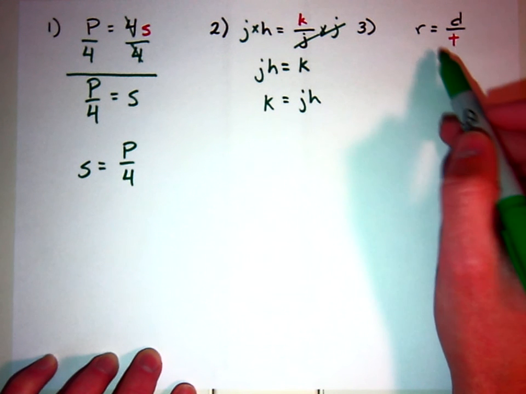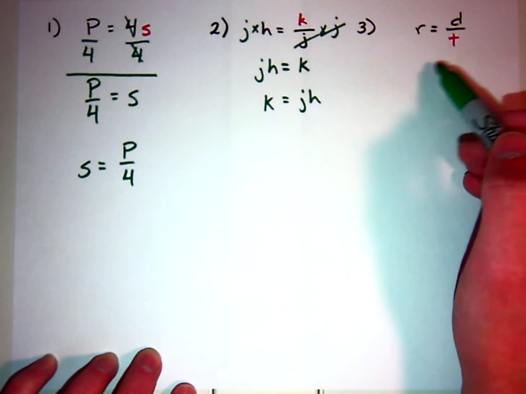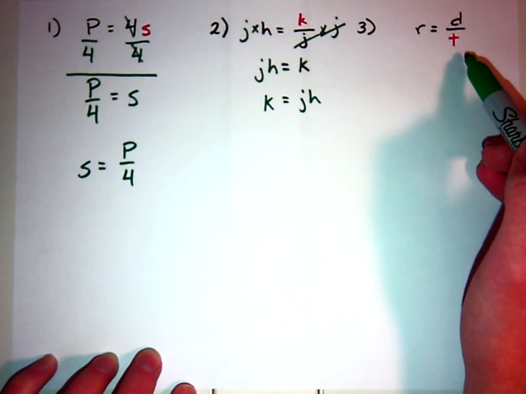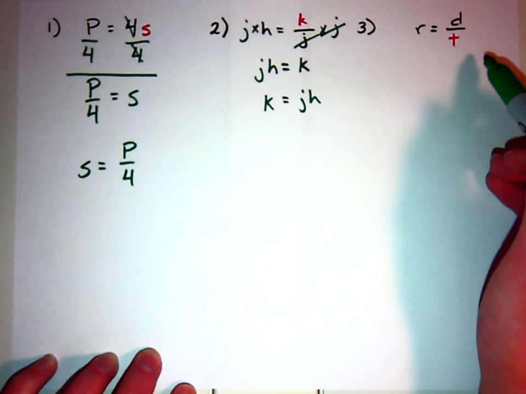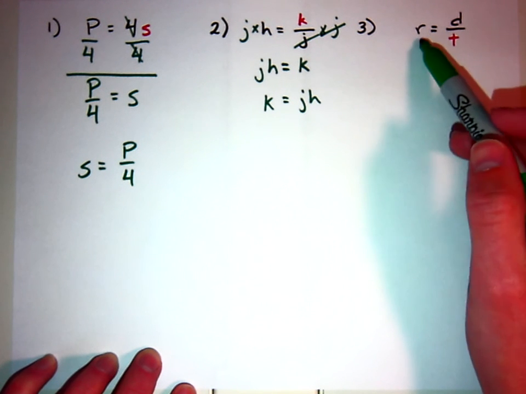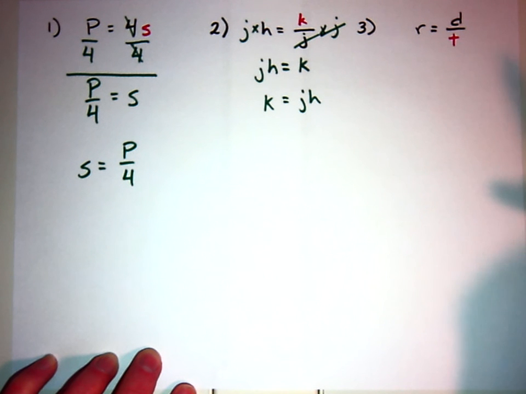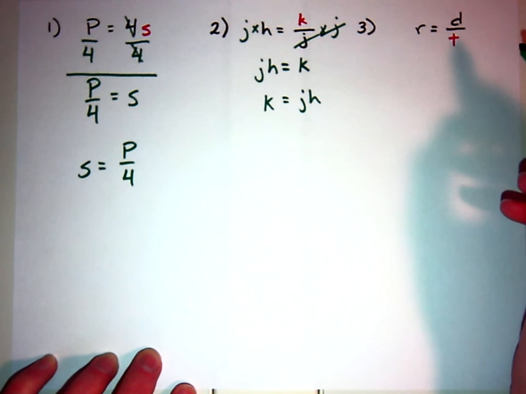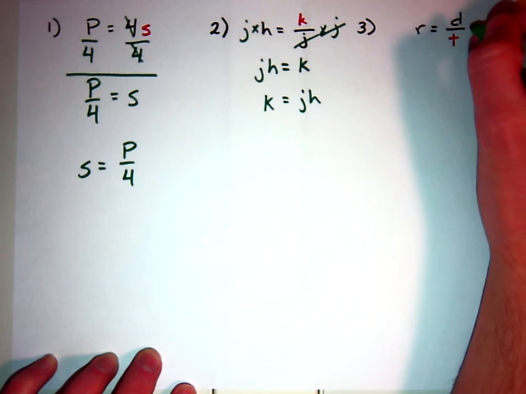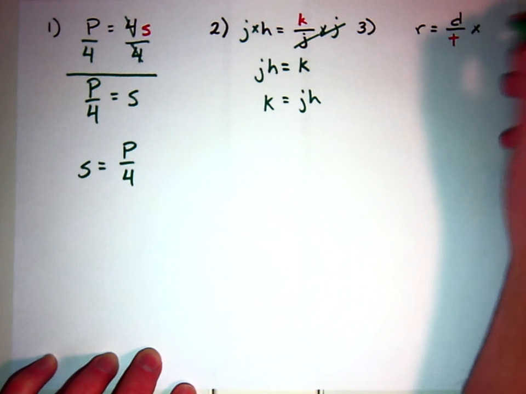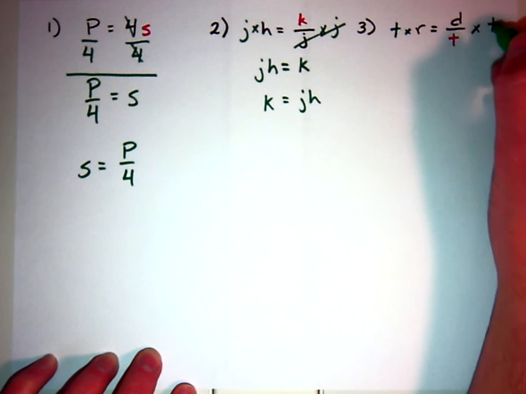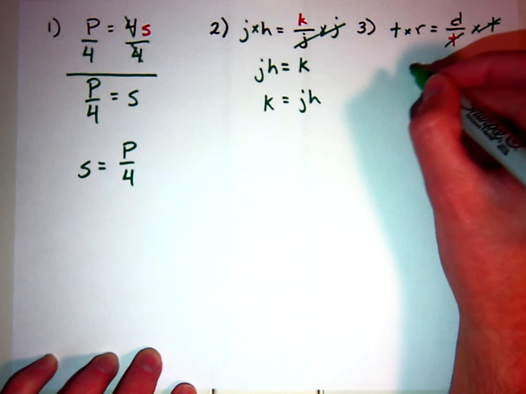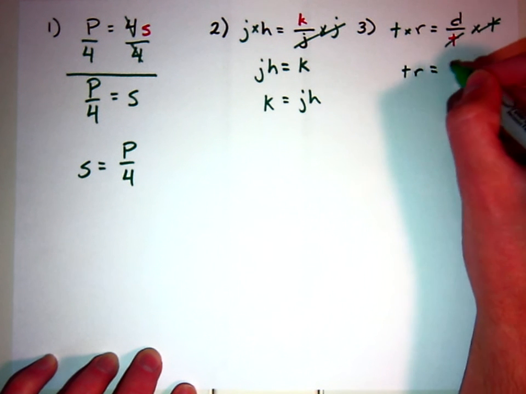For this last one, it's very similar to the last one, but it is slightly more challenging because our red variable is in the denominator. Now, this one looks like how to find rate, right? Rate equals distance over time. One step we could do is multiply both sides by t. That would get that t out of our denominator because we definitely don't want it in the denominator. So these t's cancel out. T times r equals d.